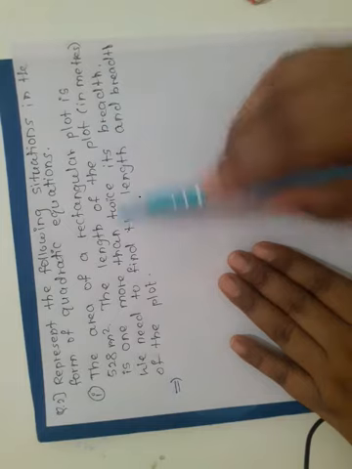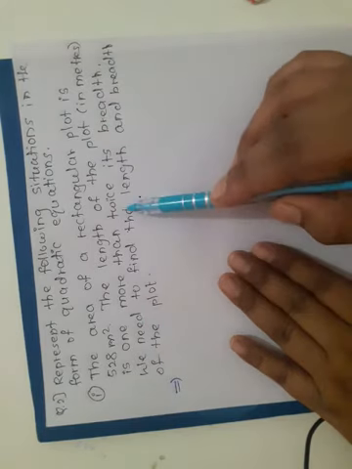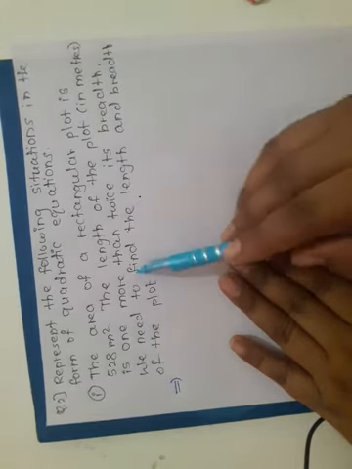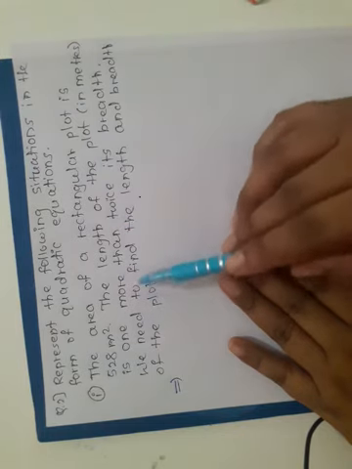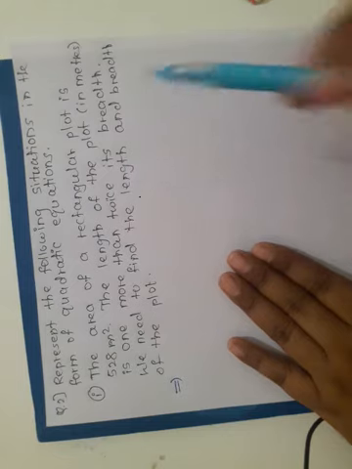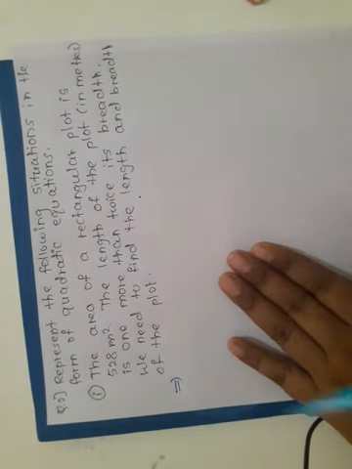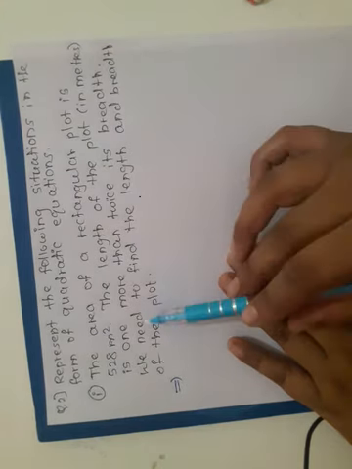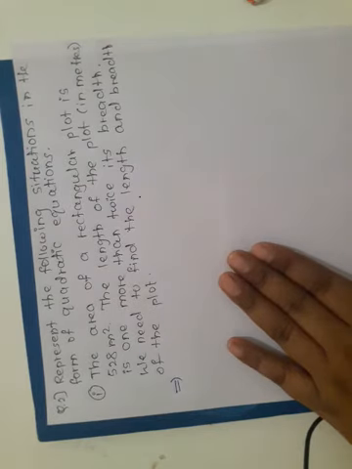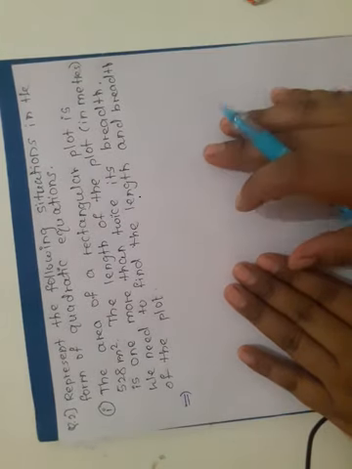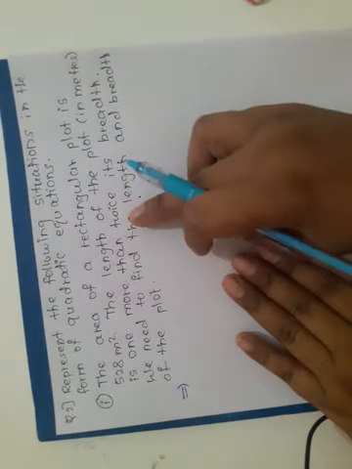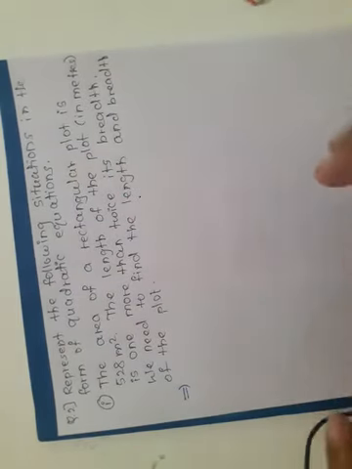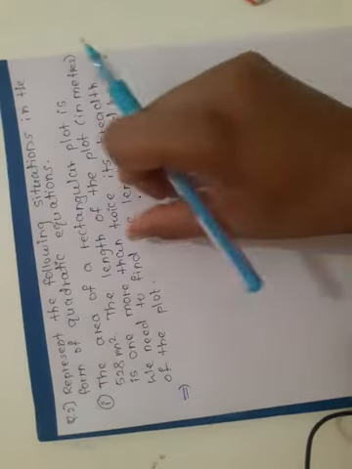The length of the plot in meters is 1 more than twice its breadth. So the length is given in terms of the breadth, but the breadth is also not given to us. We need to find the length and breadth of the plot. So length is not given directly, but it is twice the breadth and 1 more. So if we suppose the breadth as x, then we get the length.